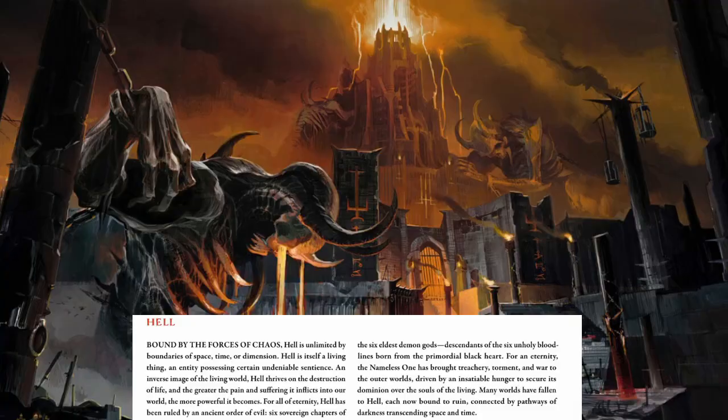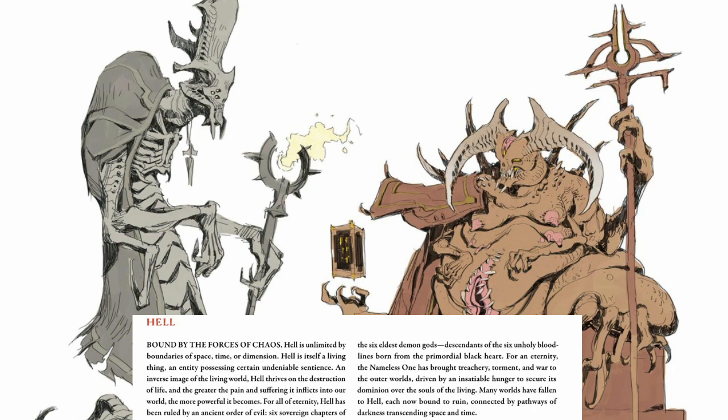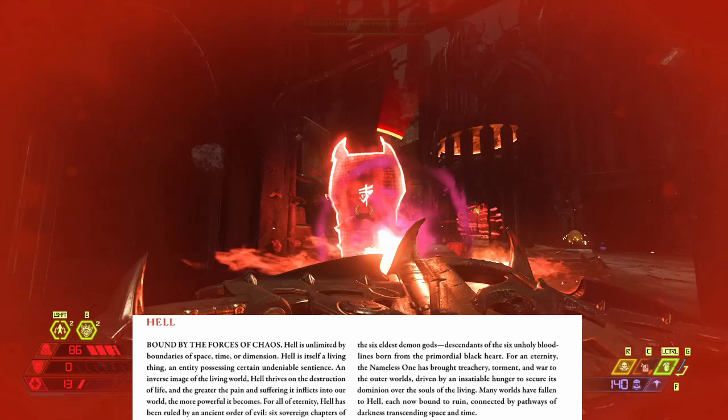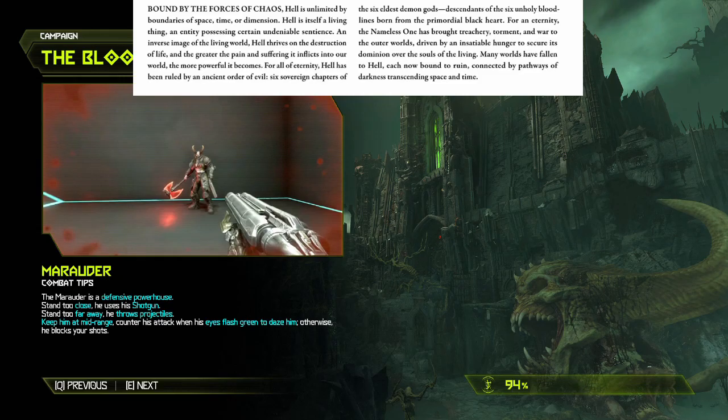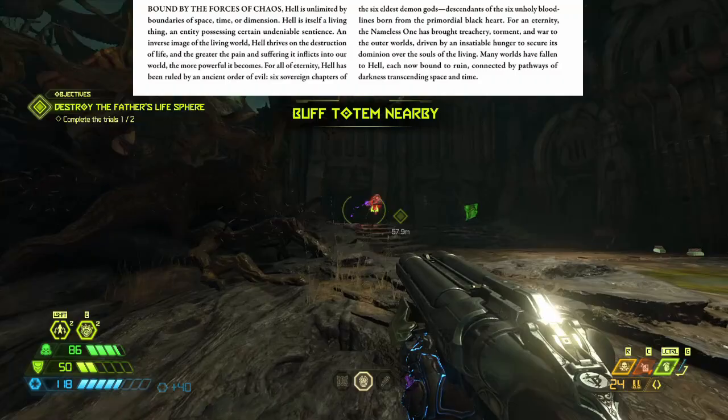For all of eternity, Hell has been ruled by an ancient order of evil. Six sovereign chapters of the six eldest demon gods, descendants of the six unholy bloodlines born from the primordial Black Heart. For an eternity, the Nameless One has brought treachery, torment, and war to the outer worlds, driven by an insatiable hunger to secure its dominion over the souls of the living. Many worlds have fallen to Hell, each now bound to ruin, connected by pathways of darkness transcending space and time.